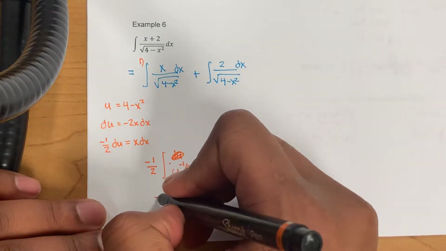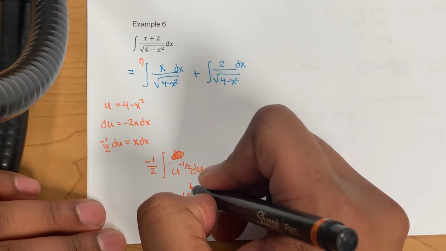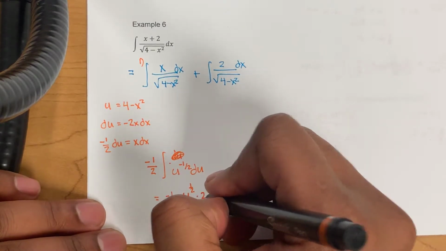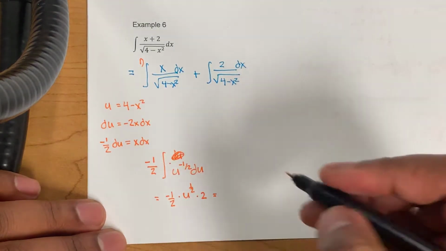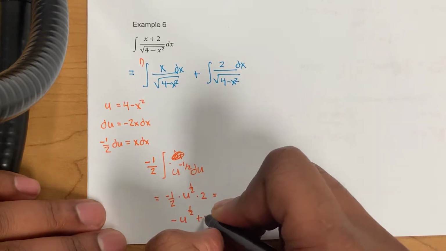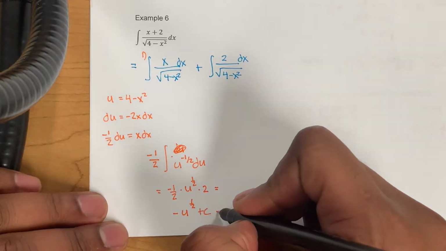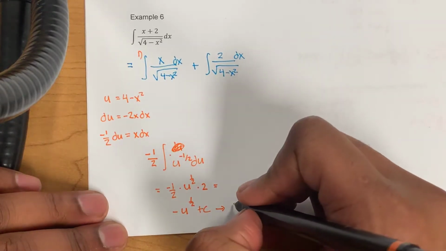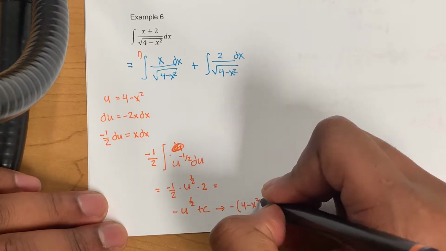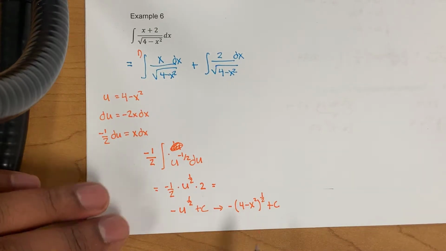And if we integrate this, we're going to get negative 1/2 times u to the 1/2. And so we divide by 1/2, which means we need to multiply by 2. And so that would equal negative u to the positive 1/2 plus c. So for this first integral, if we write that back in terms of x, we would have negative 4 minus x squared to the positive 1/2 plus c. So that's from the first integral.